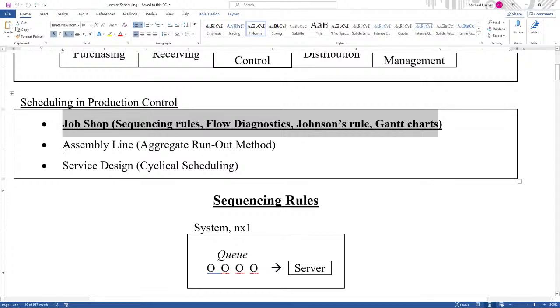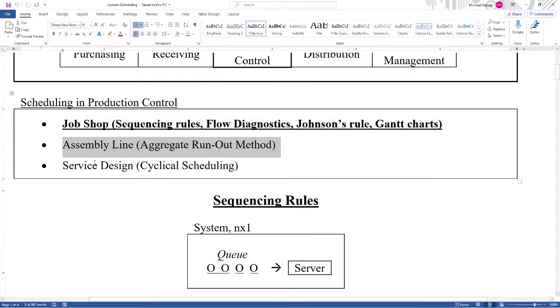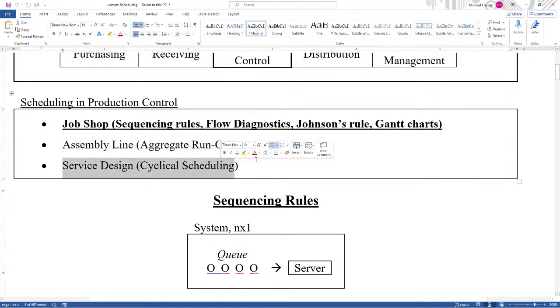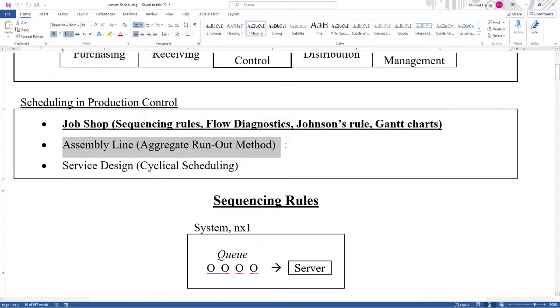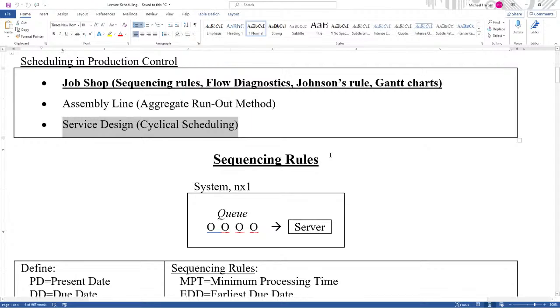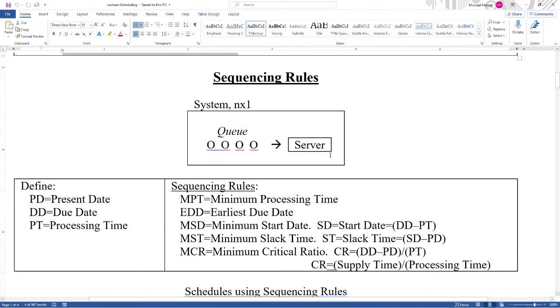Another video would be assembly line, aggregate runout method, and service design, cyclical scheduling. So we will go through these 4 different areas today under job shop. Remember, the job shop is a process-focused design, assembly line is a product-focused design, and a service design is under service definitions. Okay, let's look at sequencing rules.